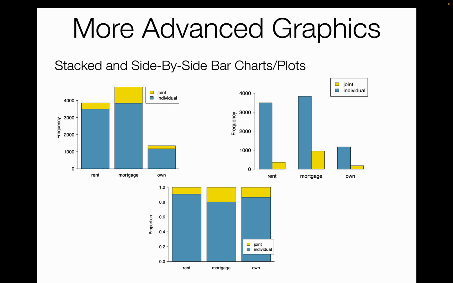In this bottom chart, you could say, well, yes, it looks like a higher proportion of people who have a mortgage take a joint loan than those who own or rent, and such things.